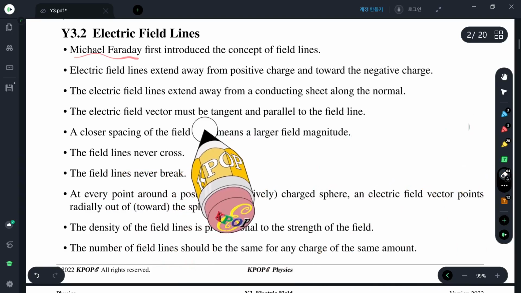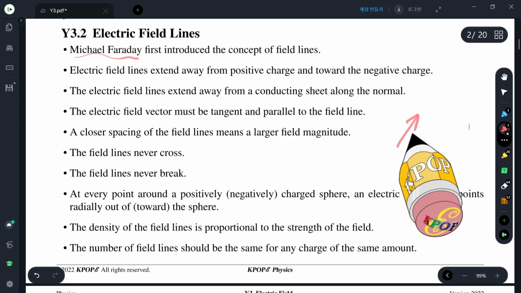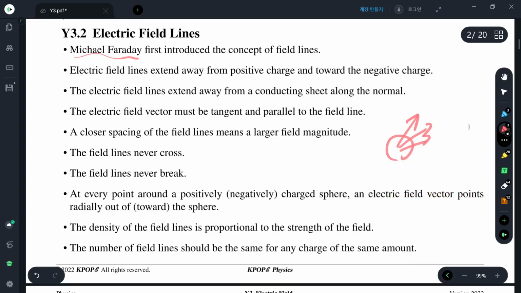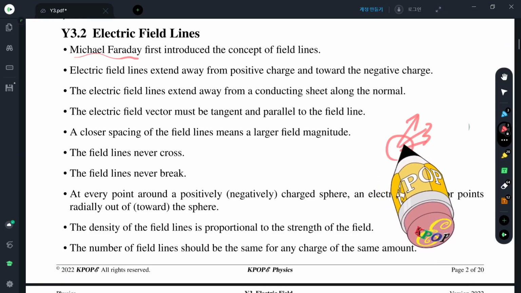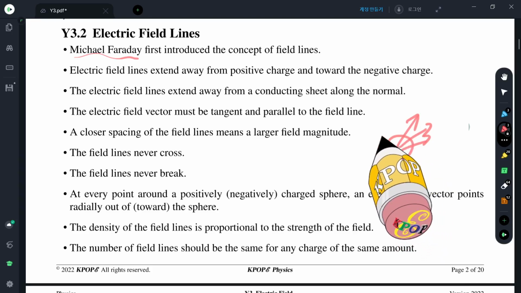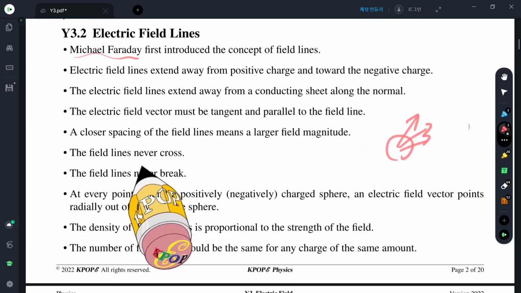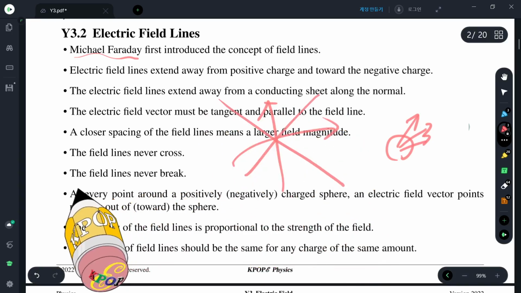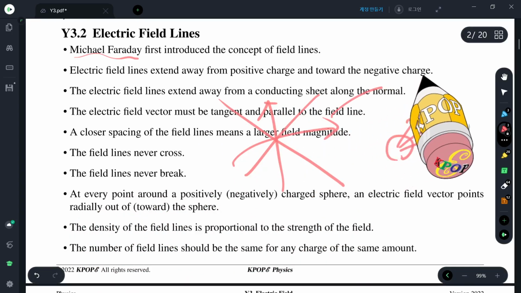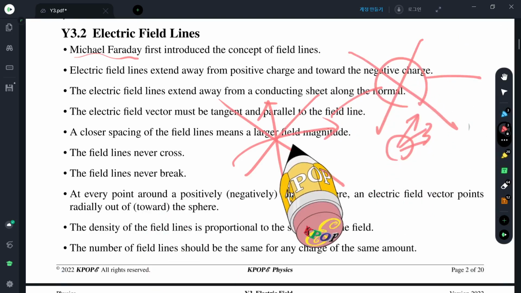A closer spacing of field lines means a larger field magnitude. If the density of the field lines is heavy, then the magnitude of the electric field is assumed to be large. The field lines never cross. Field lines never break. It is always assumed to be continuous.